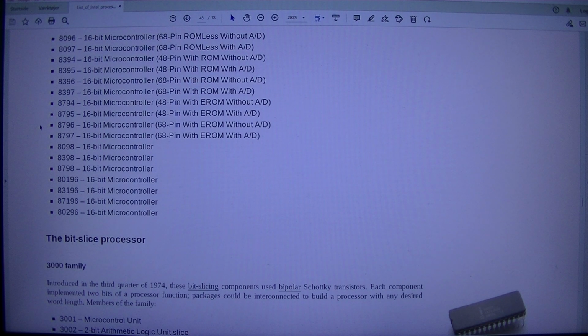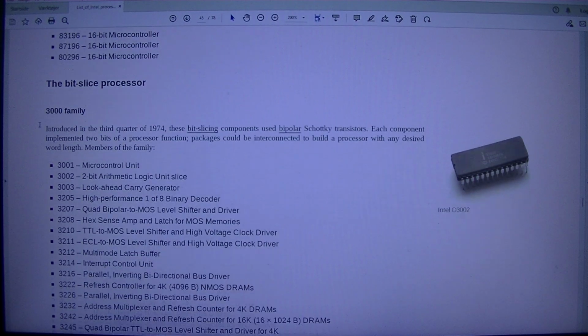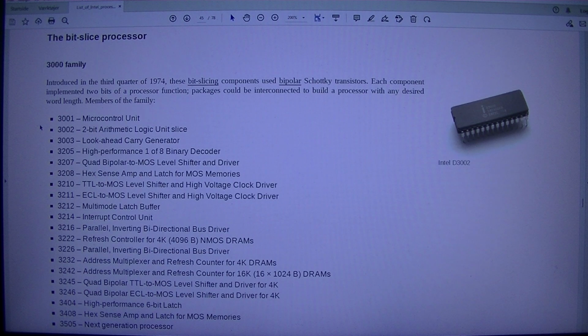3000 family. Intel D3002 introduced in the third quarter of 1974. These bit slicing components used bipolar Schottky transistors. Each component implemented 2 bits of a processor function. Packages could be interconnected to build a processor with any desired word length. Members of the family: 3001 microcontrol unit.